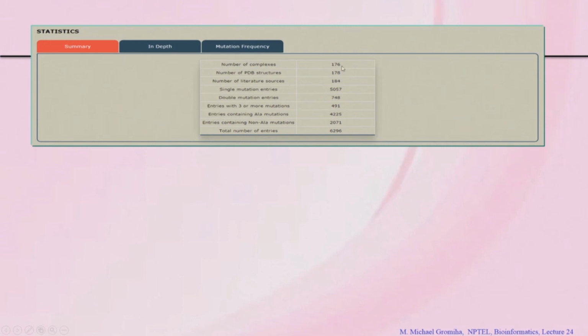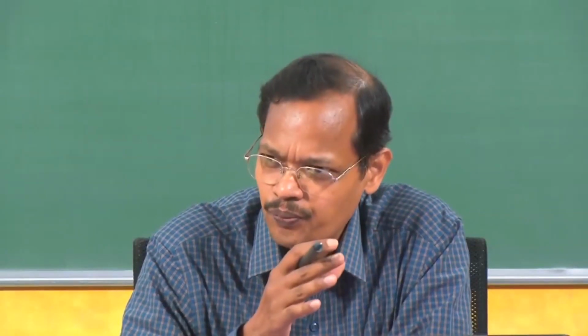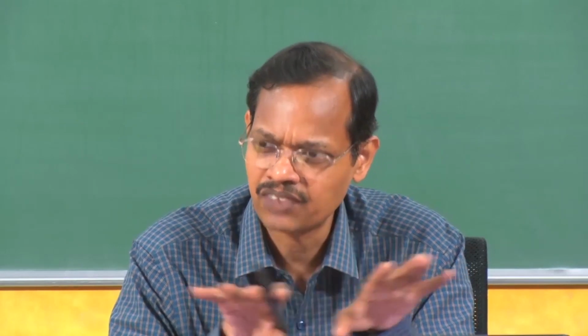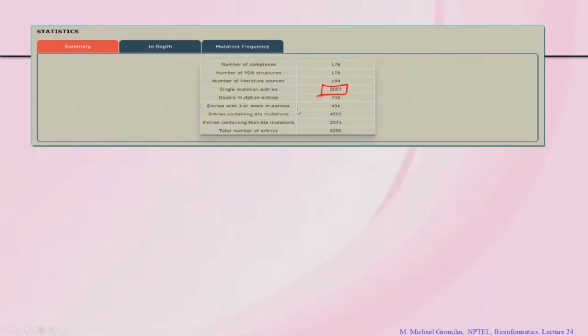So, now we give the statistics. Currently we have 176 complexes, and the literature resources about 184, and there are more than 5,000 single mutation entries. So, these entries are sufficient to do any analysis. For example, if you want to analyze hotspot residues, or you want to analyze the residues which will not make any changes in the binding affinity, or you can also relate the binding affinity with other features to understand the features which affect the binding affinity, or you can derive models, different methods you can derive to predict the binding affinity upon mutation. We have sufficient number of data, in this case it is possible.